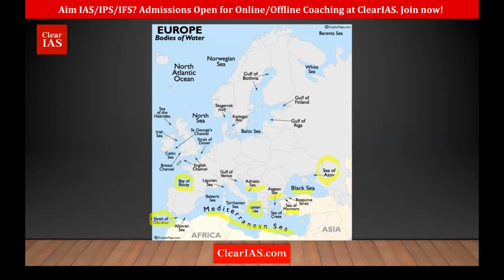Then we have the famous English Channel. That is which separates what? UK from the rest of the European countries. And the Strait of Dover. Okay. Then between Ireland and UK, you have the Irish Sea. Okay. Then we have the North Sea. North Sea and Norwegian Sea is important.